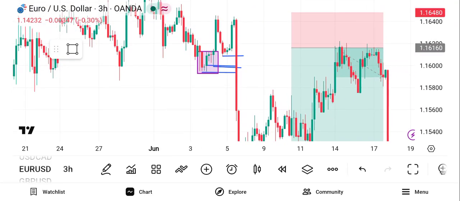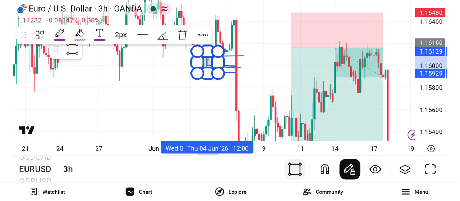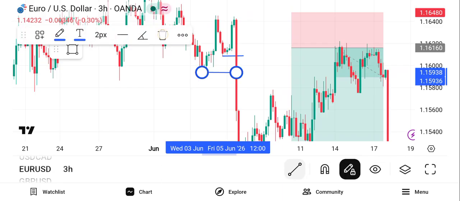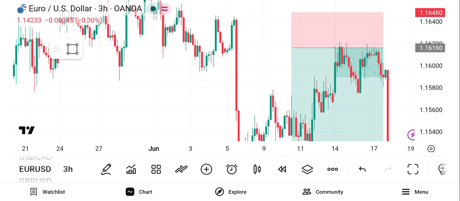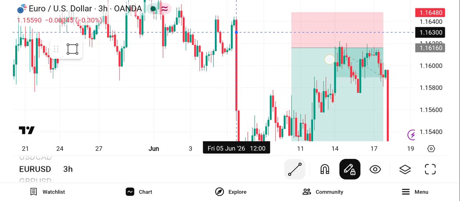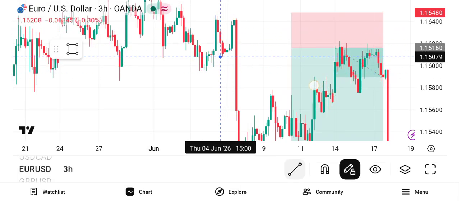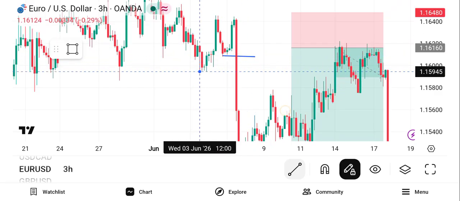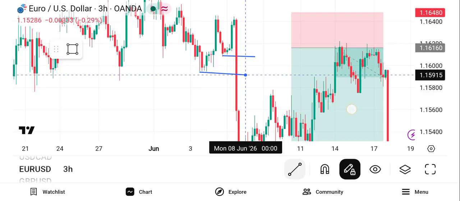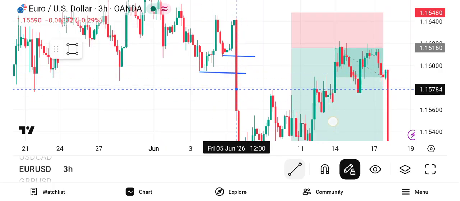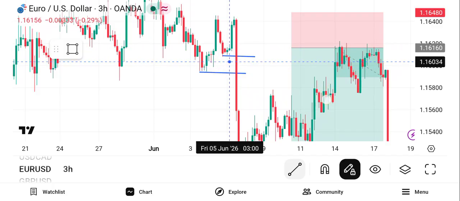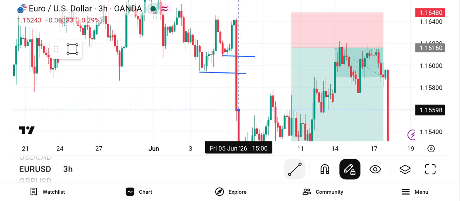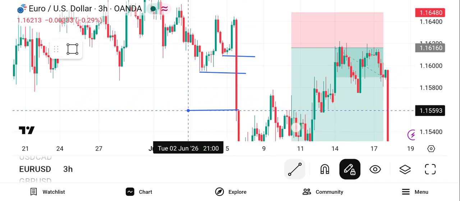Now on a 3 hour time frame, let me delete this. So this is a 3 hour time frame. On a 3 hour time frame, you can see the market took out this zone here, and then took out this zone as well, giving us what, a market double break of structure. The market took out this zone, and gave us a double break of structure, and then this is our inducement.